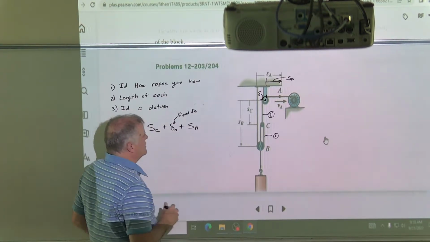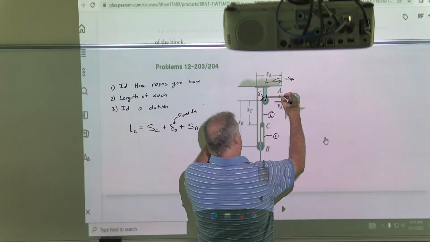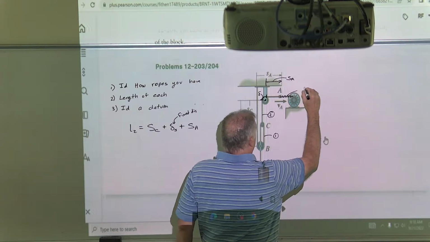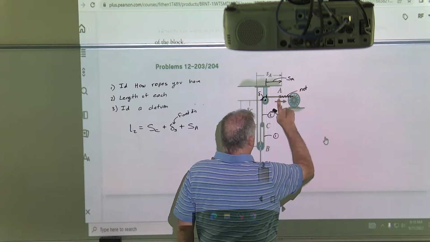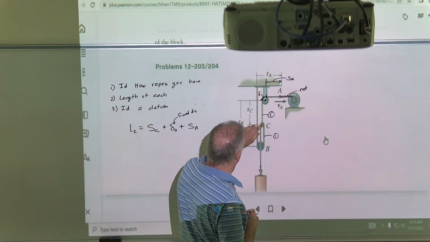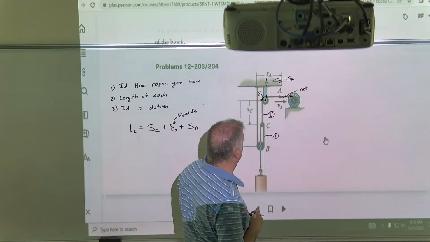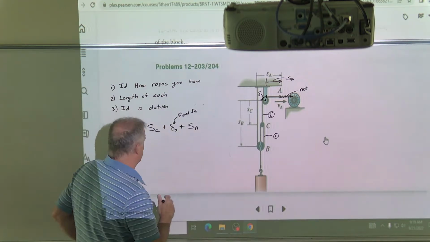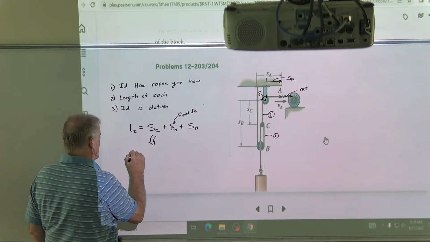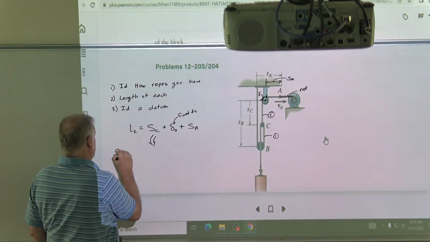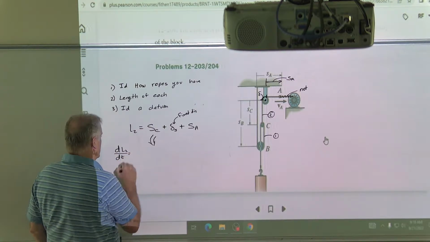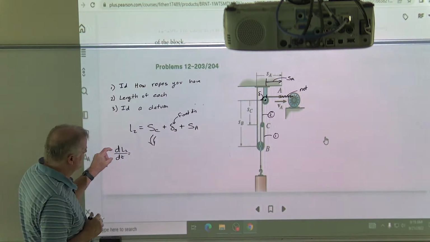And then the rope that continues, like this rope, is not considered. So he's identified a location A, and so if we want to know the length from C up and around here to A, that's what we got. Now the next thing that generally happens is they want to know the time derivative of the length L2.